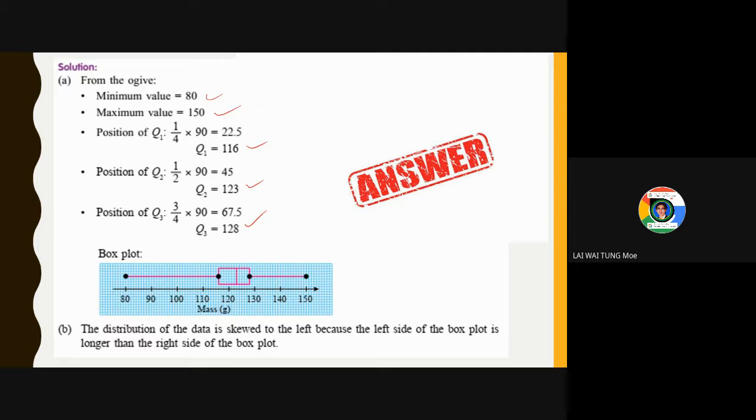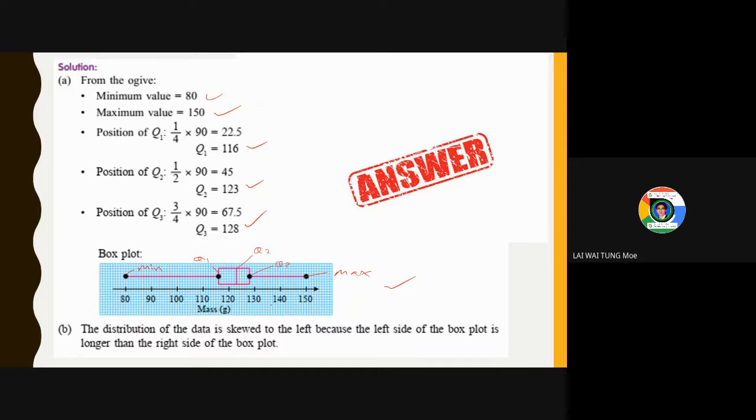So you plot this one, your minimum value, which is 80, and this one is your maximum value, 150. Then this is your Q1, this one is your Q3, and this one is your Q2, the median. For Q2, you need to draw a straight vertical line down, and then construct a box, and then draw the whiskers. And that's it. That's the end. That's how you construct a box plot.